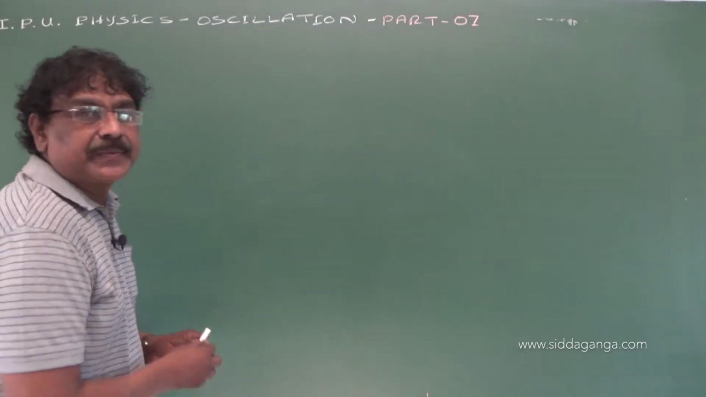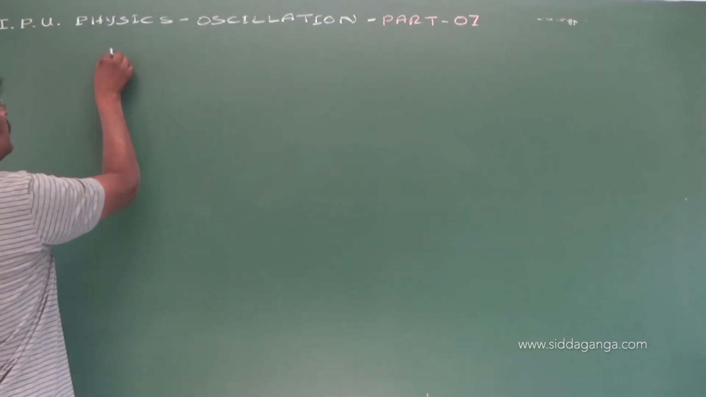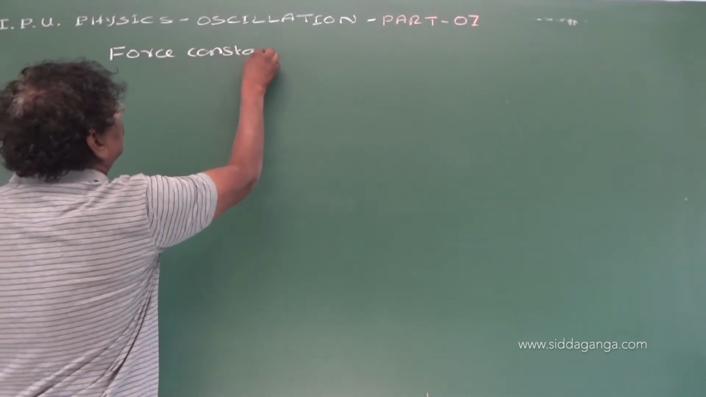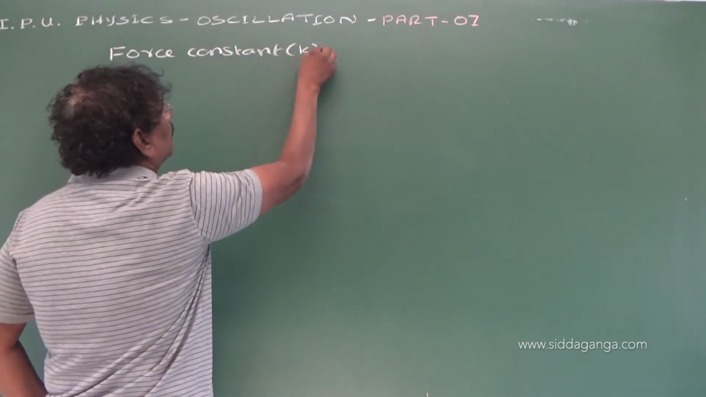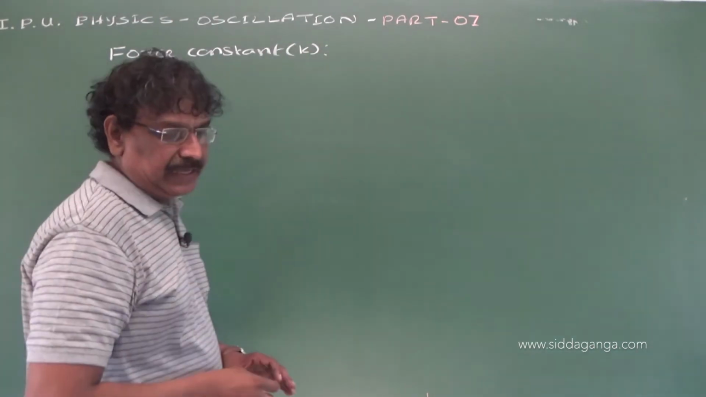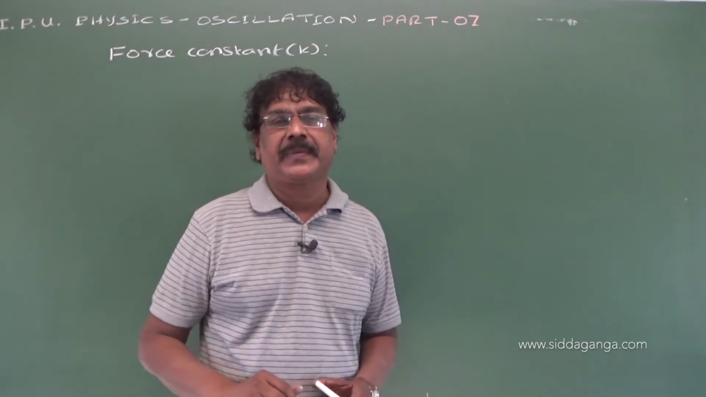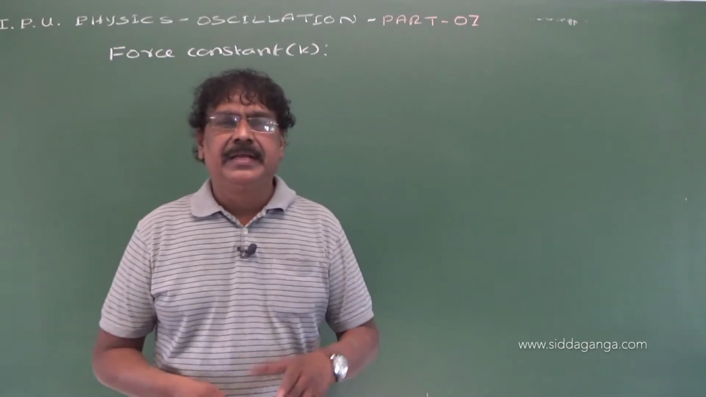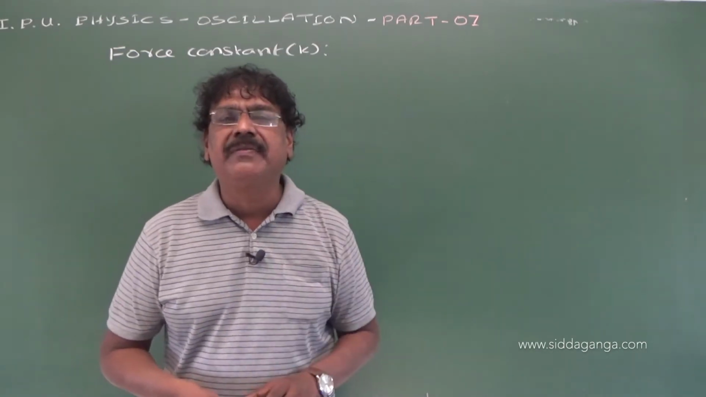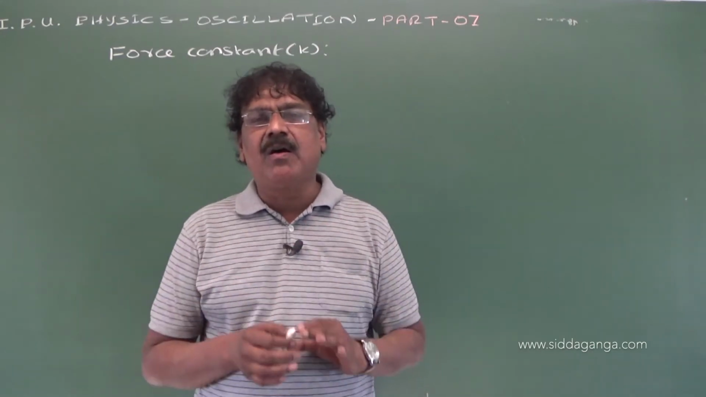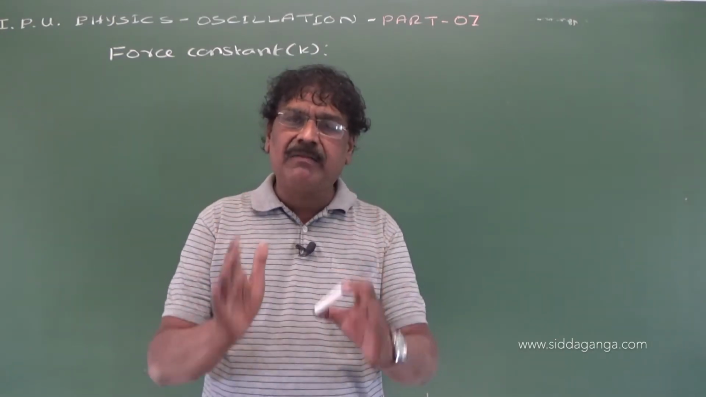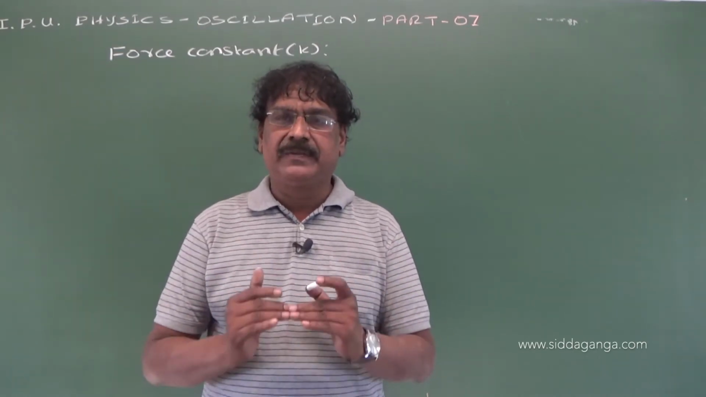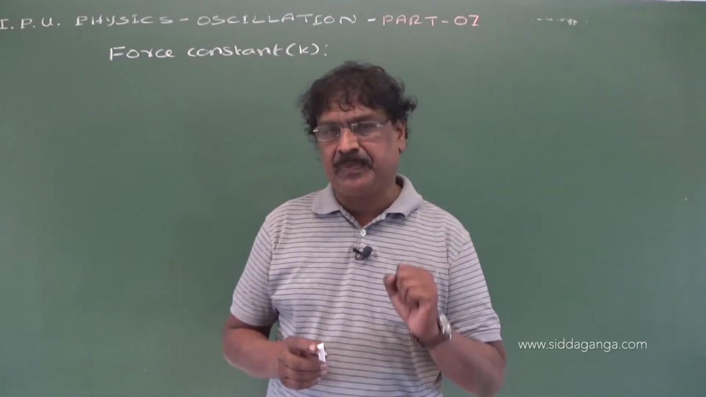Now, we will take another concept, force constant, denoted by the symbol K. Now, the experiments have shown that the magnitude of the restoring force acting on a body is always directly proportional to the displacement of the body from its mean position.